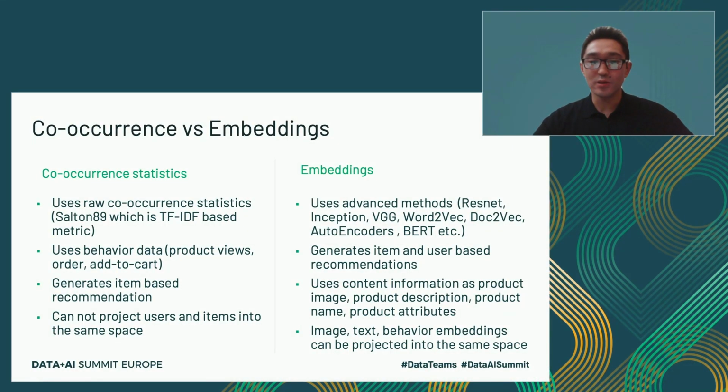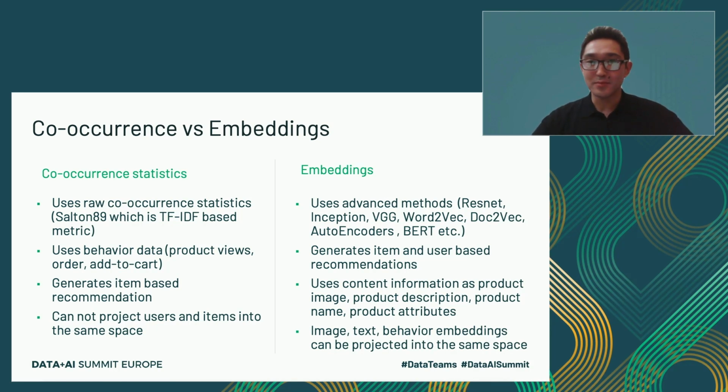Why did we decide to employ embeddings to generate recommendations? Our old system used co-occurrence-based statistics, specifically Salton cosine, which is a TF-IDF-like metric. It used behavior data such as product views, add to carts, and orders. It's an item-based recommendation, so users and items cannot be represented in the same space.